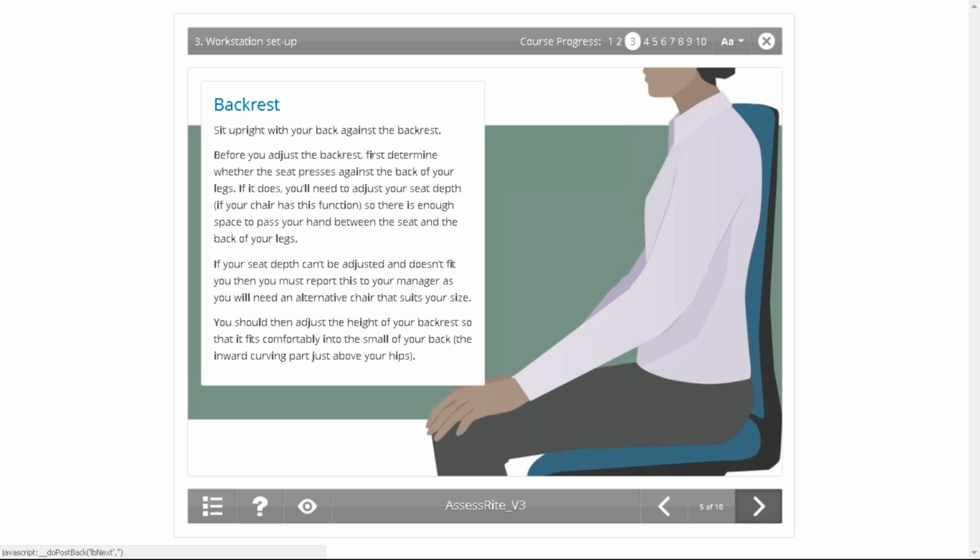Sit upright with your back against the backrest. Before you adjust the backrest, first determine whether the seat presses against the back of your legs. If it does, you'll need to adjust your seat depth, if your chair has this function, so there's enough space to pass your hand between the seat and the back of your legs. If your seat depth can't be adjusted and it doesn't fit you, then you must report this to your manager, as you'll need an alternative chair that suits your size. You should then adjust the height of your backrest so that it fits comfortably into the small of your back. That's the inward curving part just above your hips.